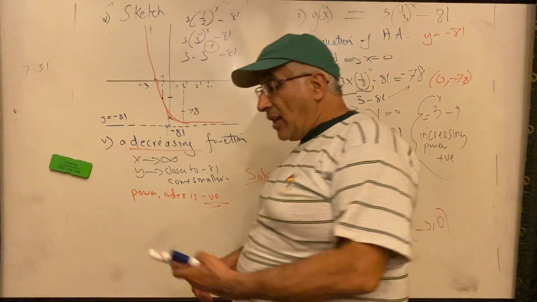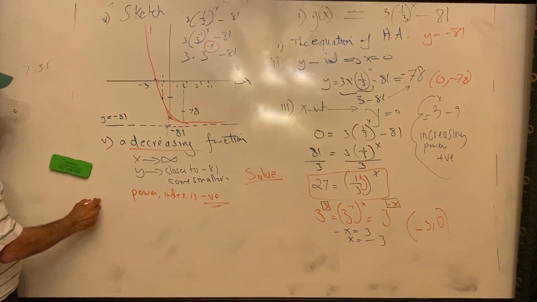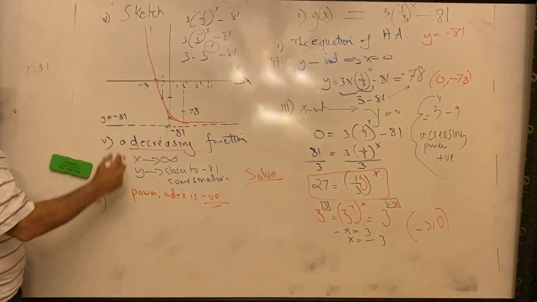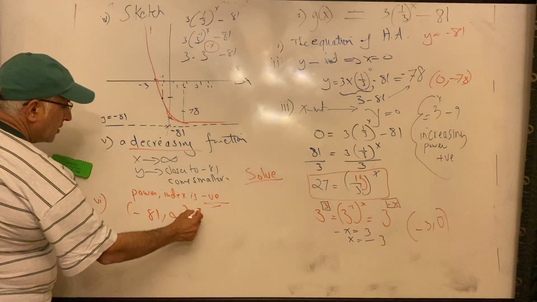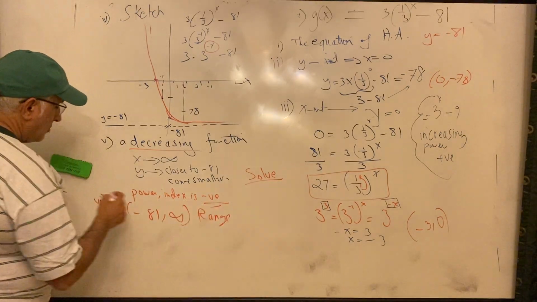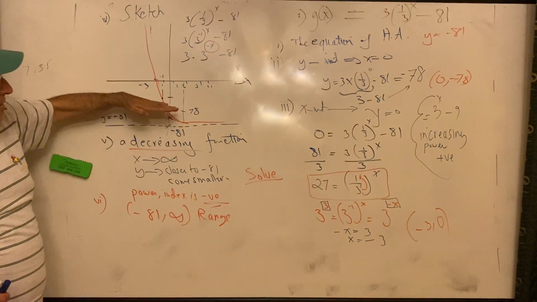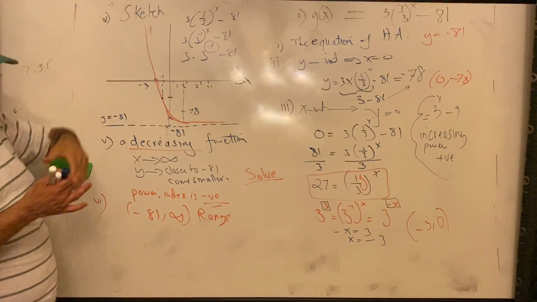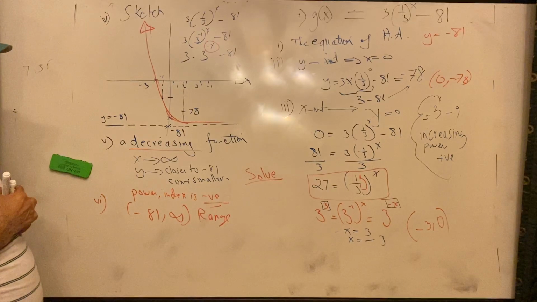Anyway, the last idea about that thing is how to find the range. You can tell the range, it's minus 81 and above. How can I say that? Minus 81 and all the way to infinity. This is your range. Minus 81, minus 80, minus 70, minus 30, minus 20, 0, 1, 2, 10, 12, 1 million. This curve goes all the way up. All right?